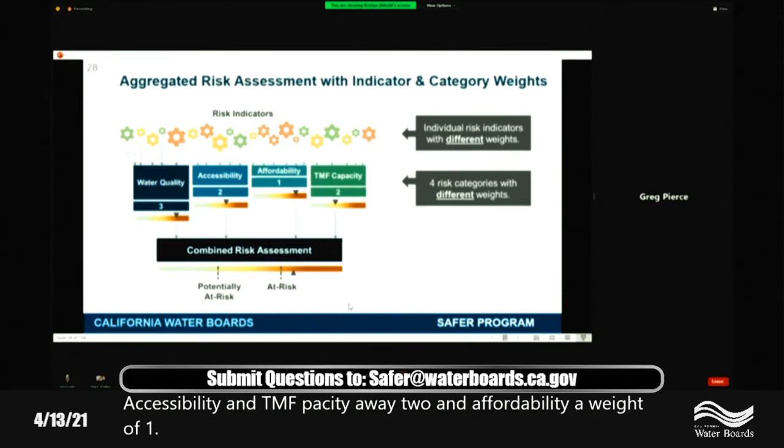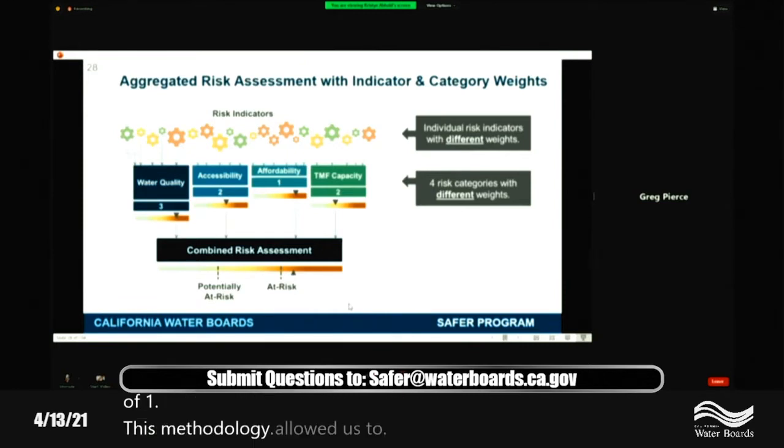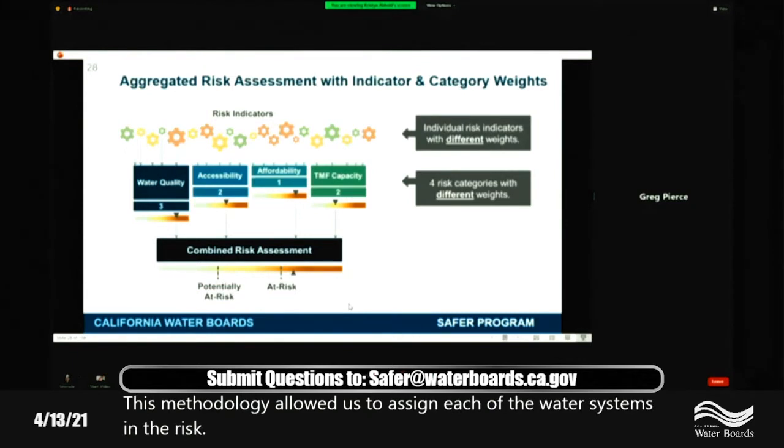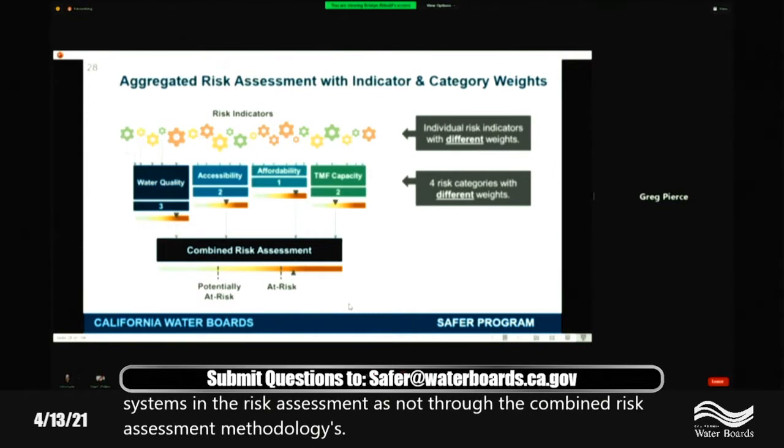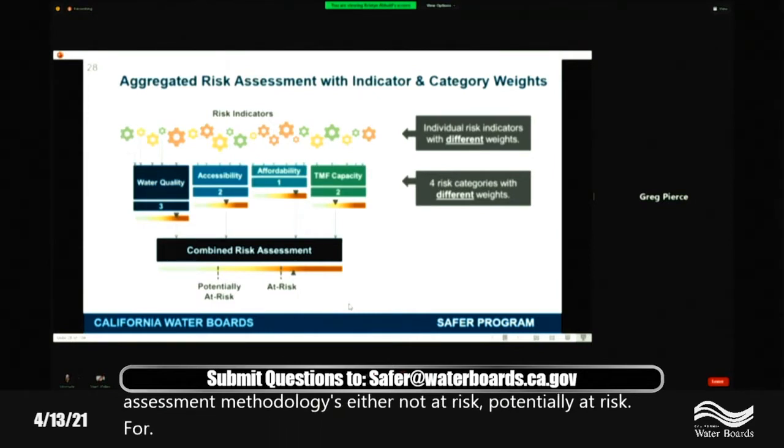This methodology allowed us to assign each of the water systems in the risk assessment, through the combined risk assessment methodology, as either not at risk, potentially at risk, or at risk. Next slide.